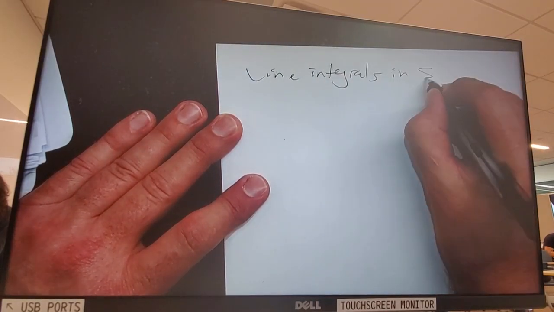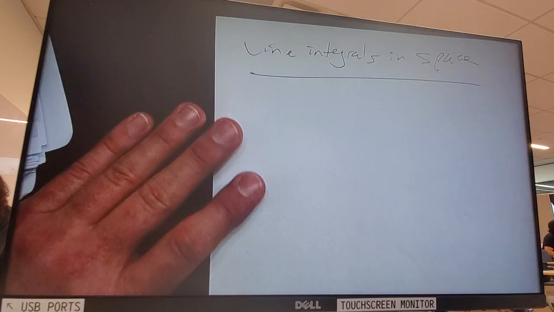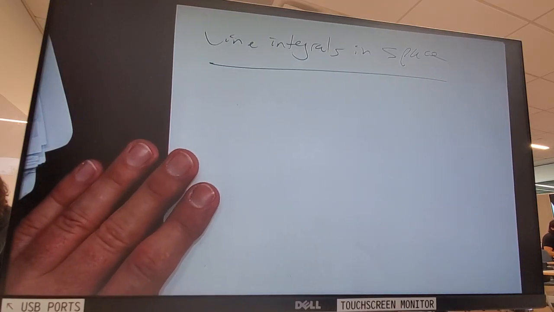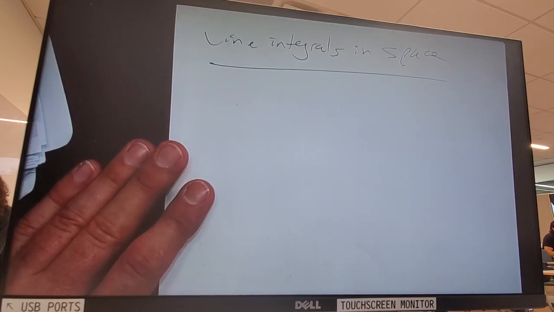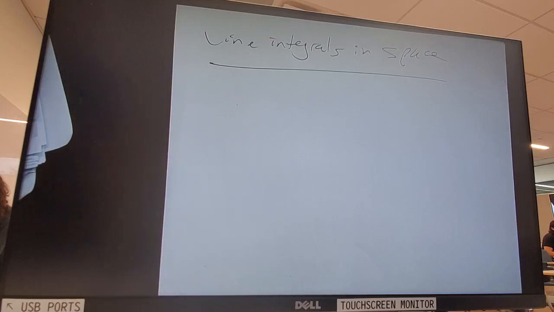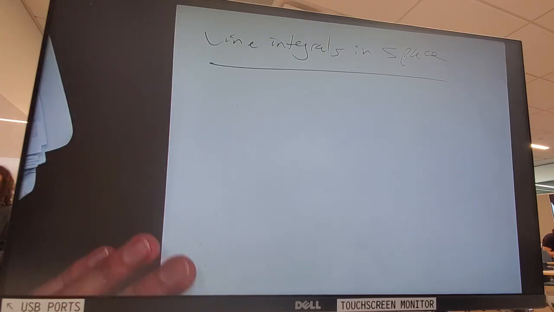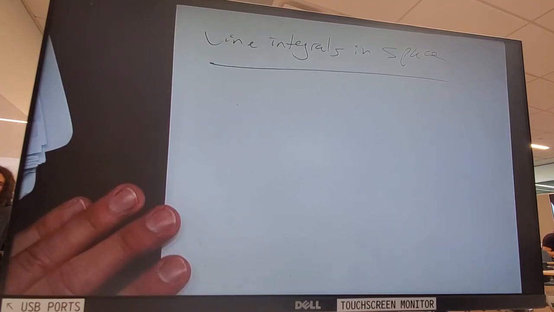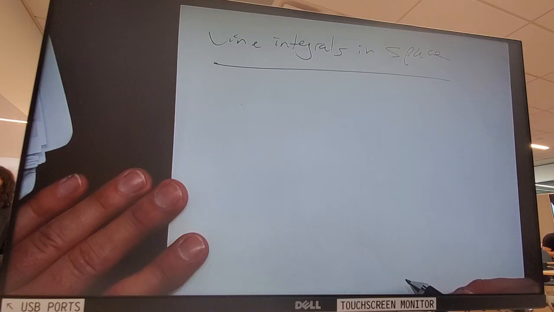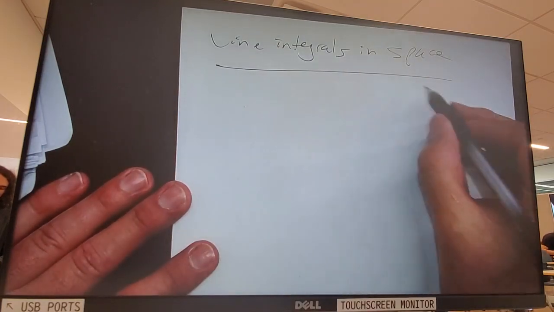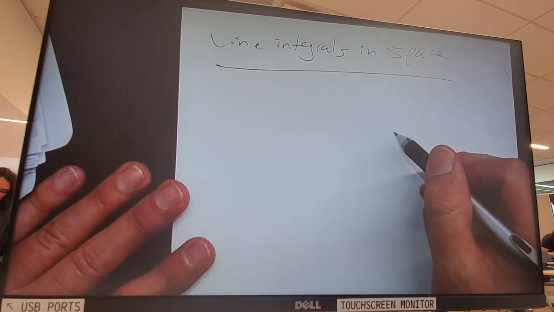So now I've got line integrals in space. I'm pretty sure this is still 16.2. Let me see. Yeah, because 16.3 is the analog to the fundamental theorem of calculus for line integration. So all this is just one little piece of section 16.2.